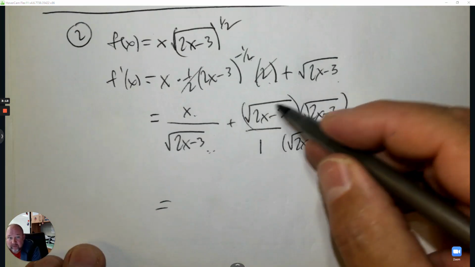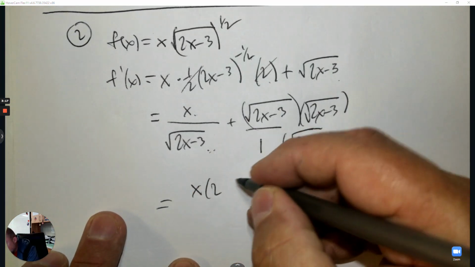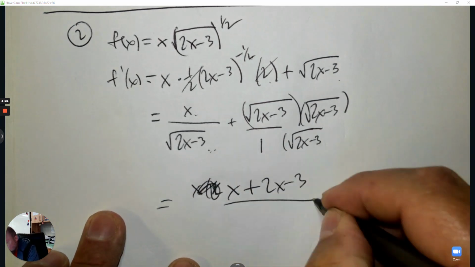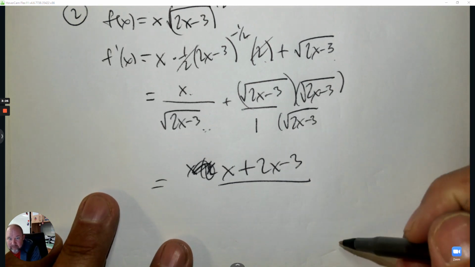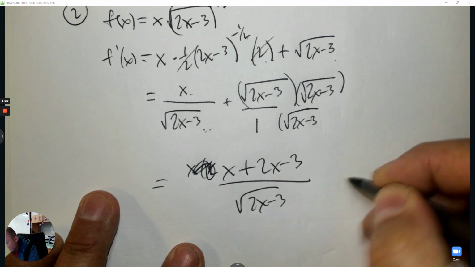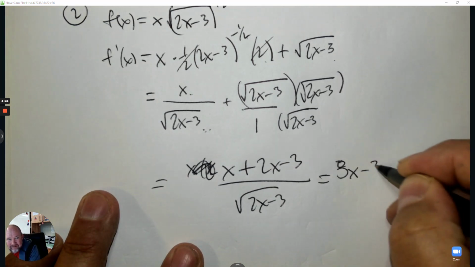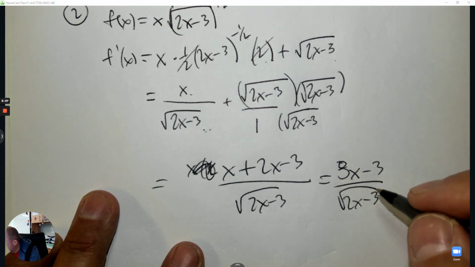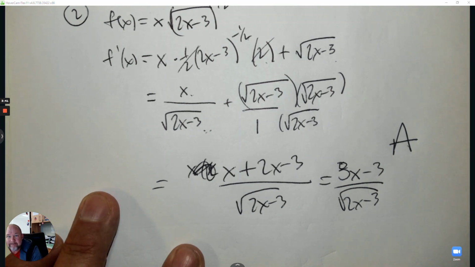Now, the good news, the square root and the square root cross out. So that's just 2x minus 3. Oops, x plus 2x minus 3. So they multiply, the square roots cross out. It's just 2x minus 3. The denominator is the square root of 2x minus 3. Combine like terms, and I get 3x subtract 3. Then hope there's an answer that looks like that. Oh, I see it. And the answer is A.